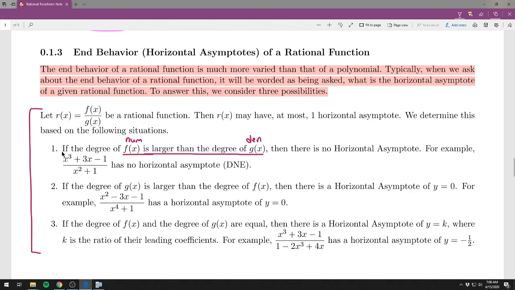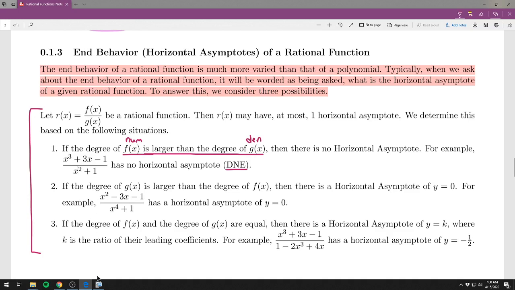All right, so for this example, x cubed plus 3x minus 1 over x squared plus 1 has no horizontal asymptote. You write D and E in the homework, it tells you to do that. But it doesn't matter how much larger the degree is on the top. This could be 7, this could be 1. As we have with this example, it could be 1 larger, it can be 10 larger, 100 larger. As long as it's larger, there is no horizontal asymptote.